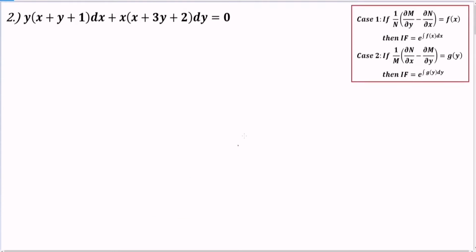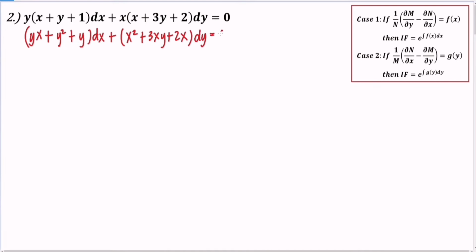equal to c. Okay, let us have the second example of the non-exact differential equation. So we have here y multiplied by x plus y plus 1 dx plus x multiplied by x plus 3y plus 2 dy is equal to 0. So again, make sure naka-simplify muna. So i-distribute ko yung ating y dito. So I will have y times x, yx plus y times y squared plus 1 times y is y. Ayan, dx. Okay, plus, so dito naman, distribute natin si x. So, we will have x squared plus 3xy plus 2x dy is equal to 0.